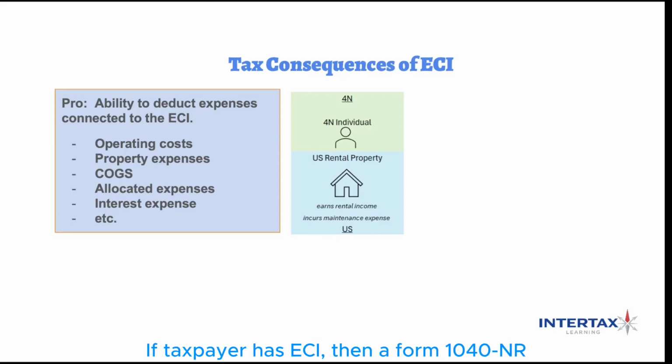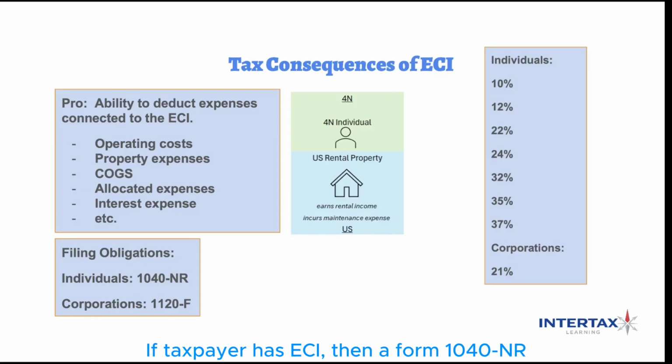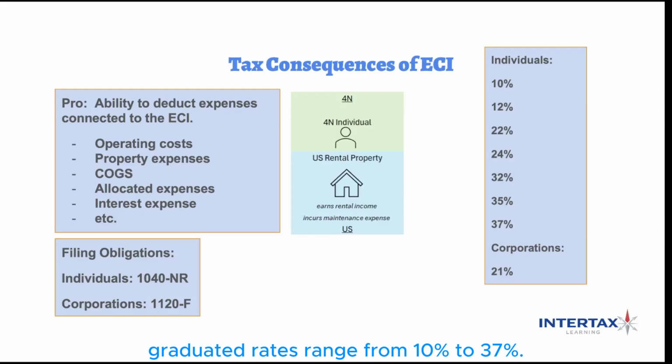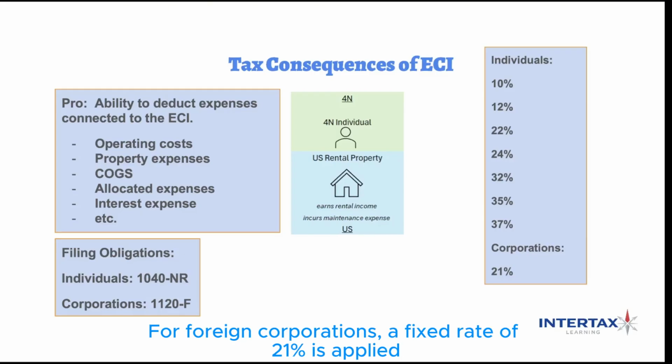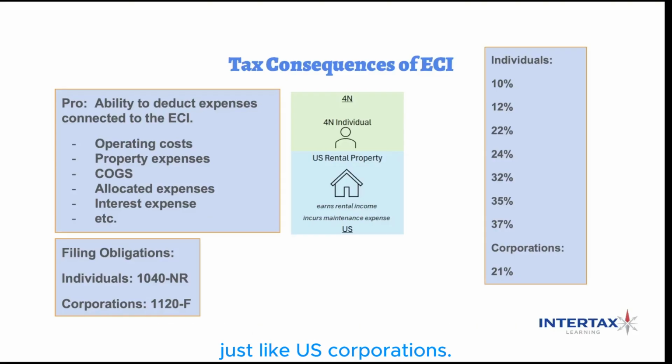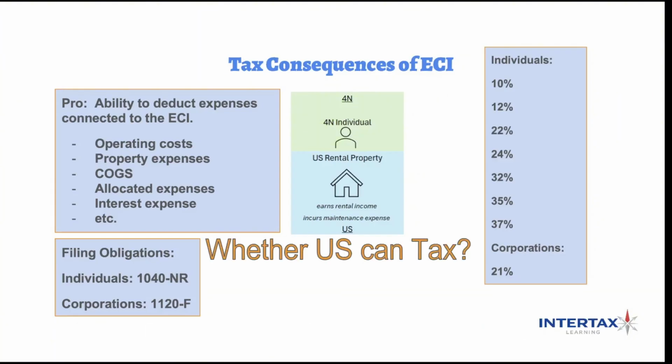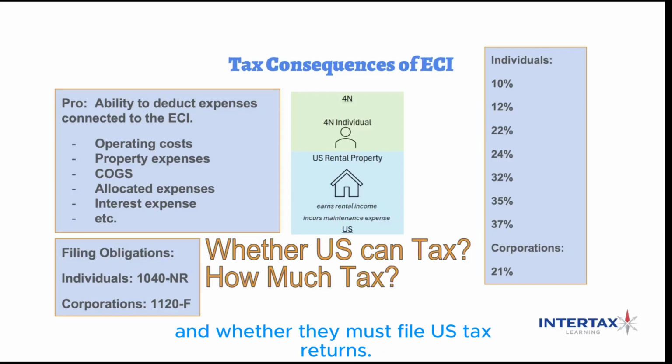If a taxpayer has ECI, then a Form 1040-NR or Form 1120-F must be filed on an annual basis. Tax rates vary depending on the taxpayer status. For foreign individuals, graduated rates range from 10% to 37%. For foreign corporations, a fixed rate of 21% is applied, just like U.S. corporations. To summarize, ECI determines whether the U.S. can tax a foreign person, how much tax they pay, and whether they must file U.S. tax returns.